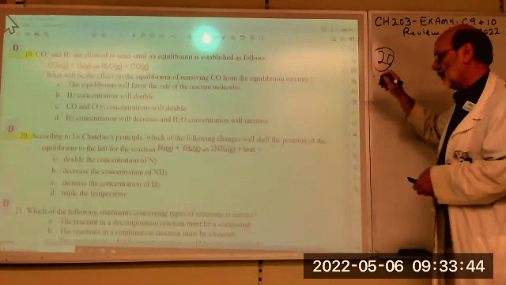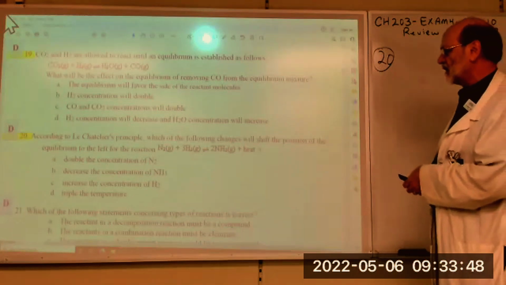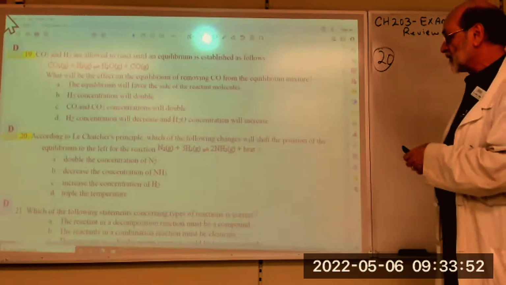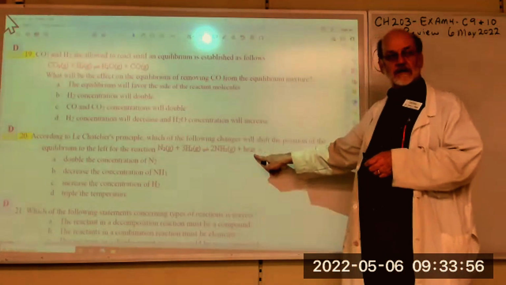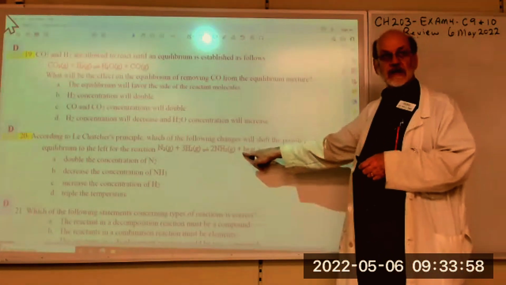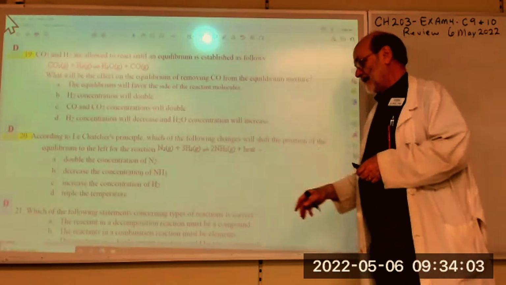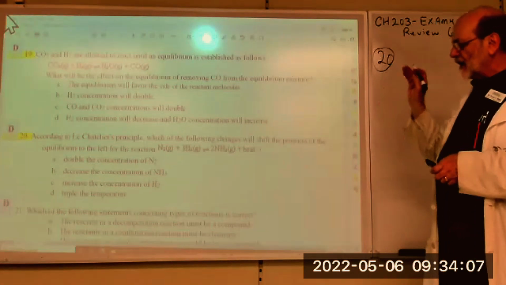About 20. According to Le Chatelier, which of the following changes will shift the position of equilibrium to the left for the reaction? Notice in this case, we've included the energy term, heat. This is an exothermic reaction. So which of these will shift the position to the left?